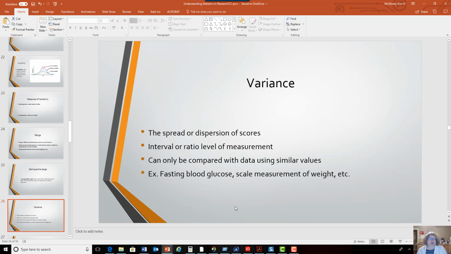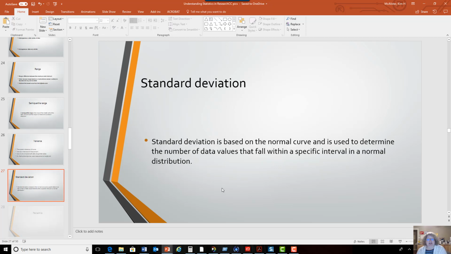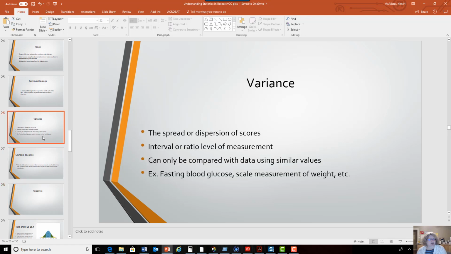Variance is the spread or dispersion of the scores. You want to use an interval or a ratio level of measurement, and this is only compared with data using similar values. So you could use that with blood glucose or a scale measurement of weight, and then you can see how it varies.